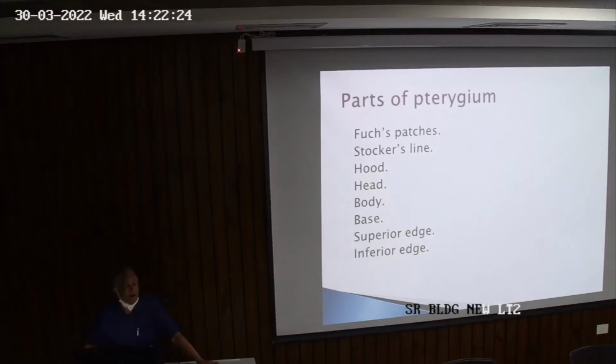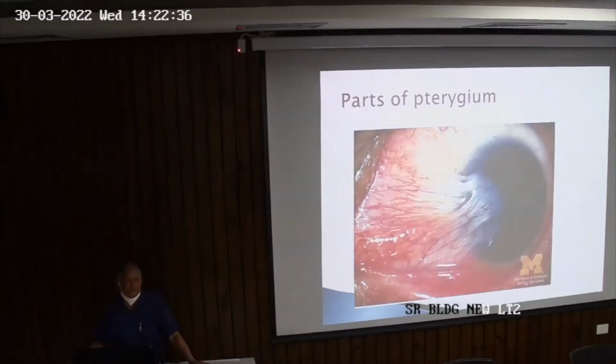And then come the parts of the pterygium: Fuchs patches, the Stocker's line, hemosiderin deposition, the head, body and base, the superior and inferior edges. A triangular fold is there that you have to remember. This is the main picture of this.